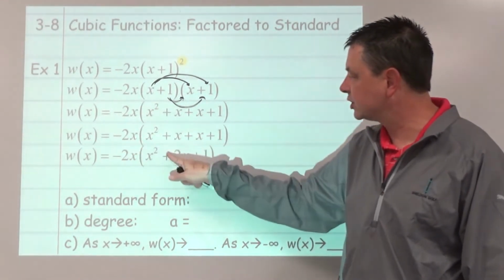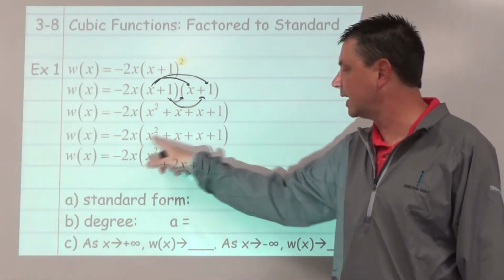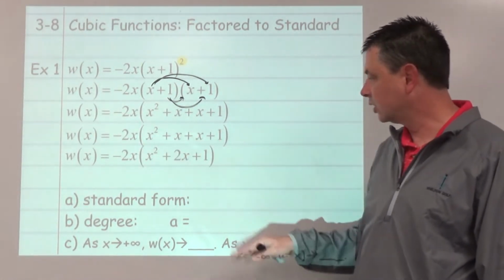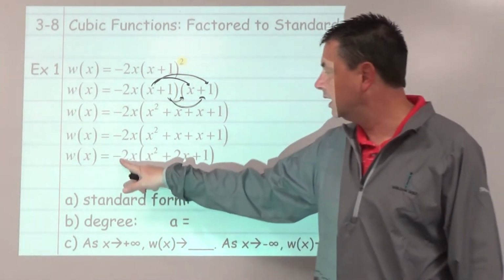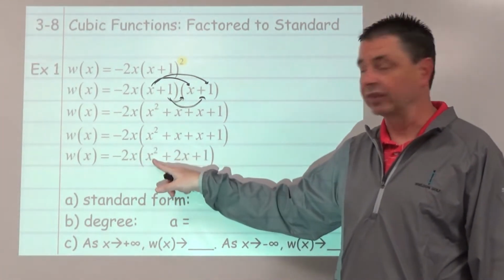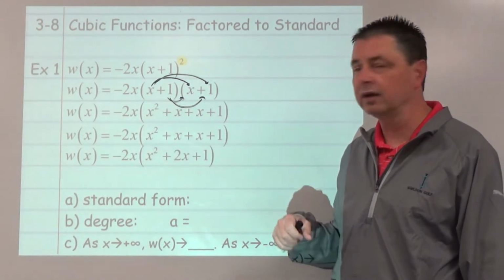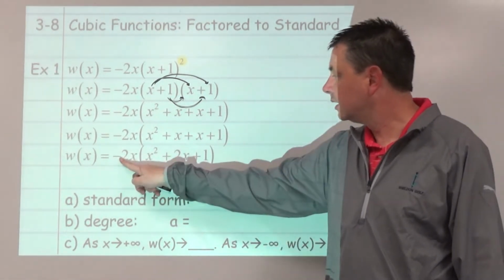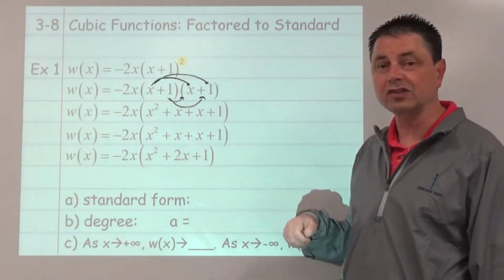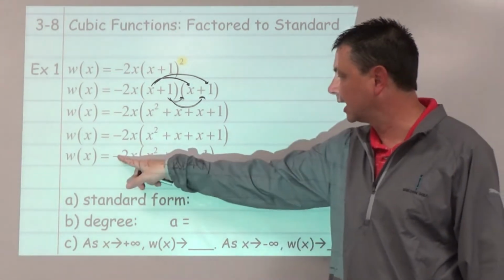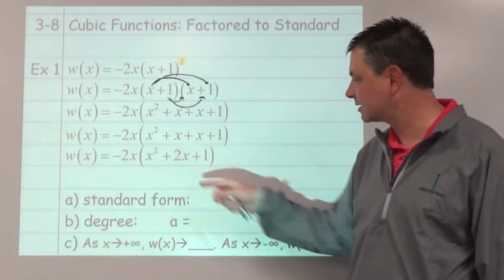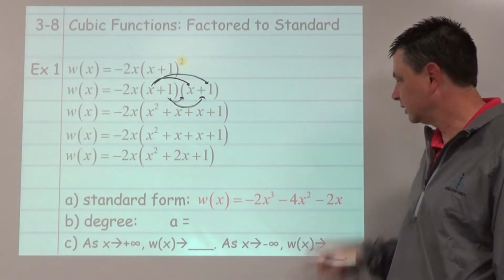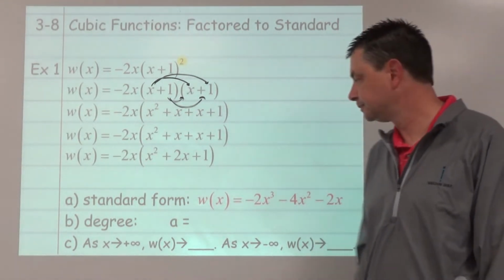And then we can distribute the negative 2x to all of those. So our standard form is going to be negative 2x to the third. x times x squared is x to the third. Negative 4x squared. x times x is x squared. And then negative 2x is going to be our standard form.